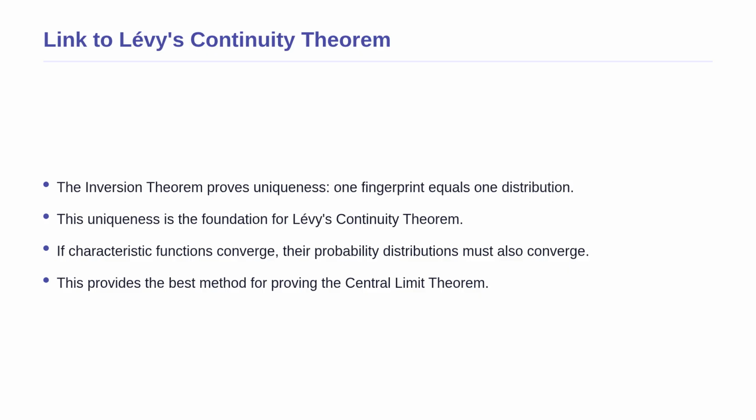This uniqueness is the absolute foundation for another massive concept in statistics called Levy's continuity theorem. Levy's theorem states that if you have a sequence of characteristic functions that slowly morph and converge into a final target, their corresponding probability distributions must also converge to the target distribution. This is incredibly powerful. Without the inversion theorem guaranteeing that the mapping is unique, Levy's continuity theorem would completely fall apart, and we would lose our best method for proving the central limit theorem.